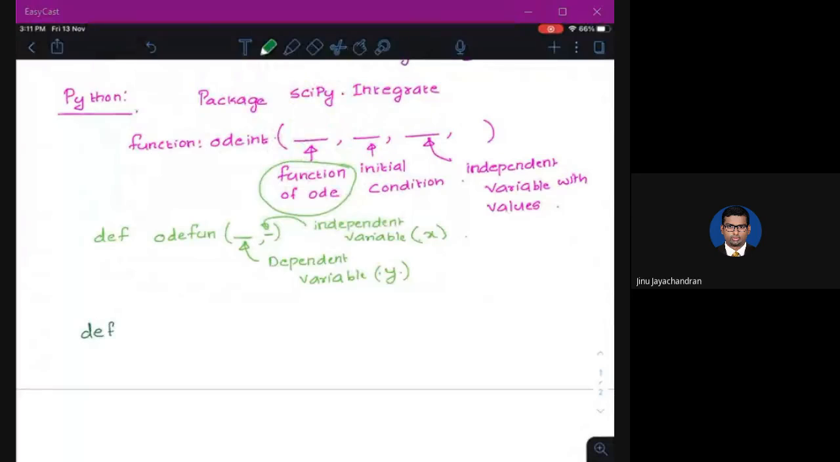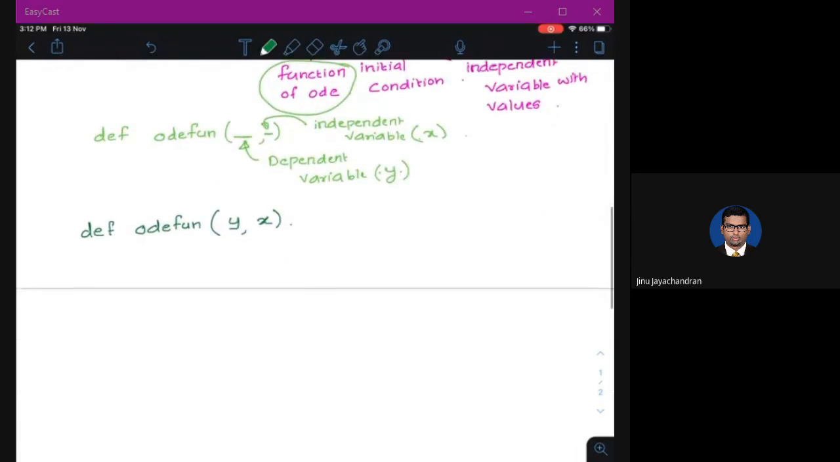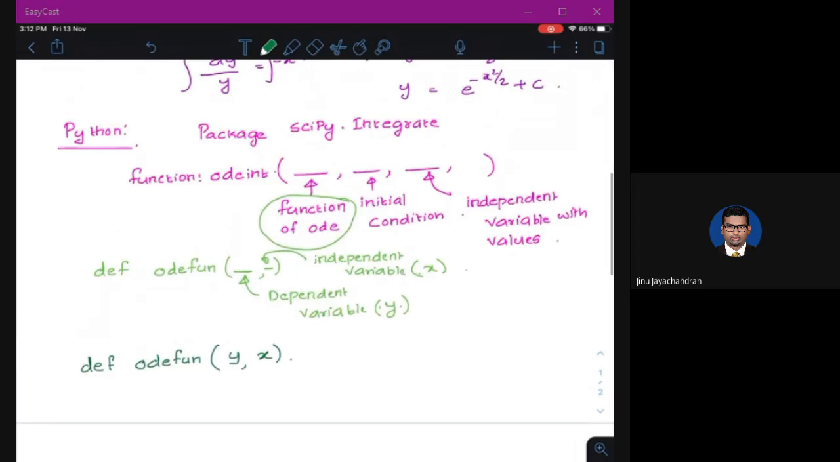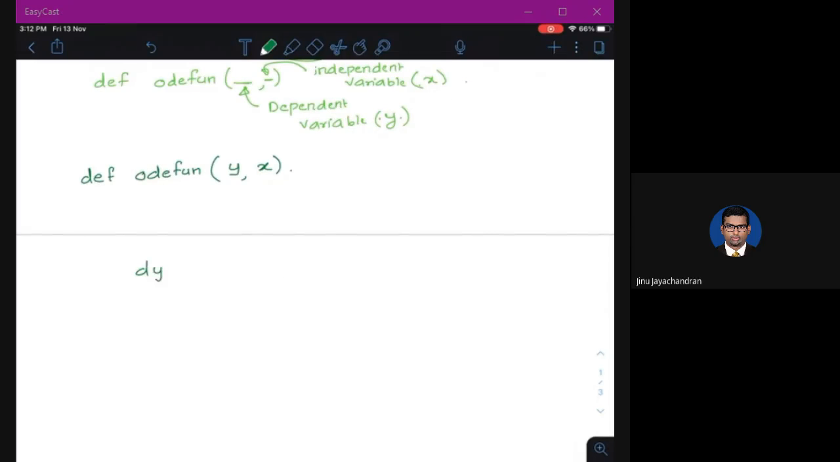Def ODE fun in bracket. First, the dependent variable y, and second, the independent variable x. Okay, fine. Now you define the function. So what should be the function that you should define? You should define the function in such a way that the left hand side is your dy by dx, and the right hand side is the rest of the terms.